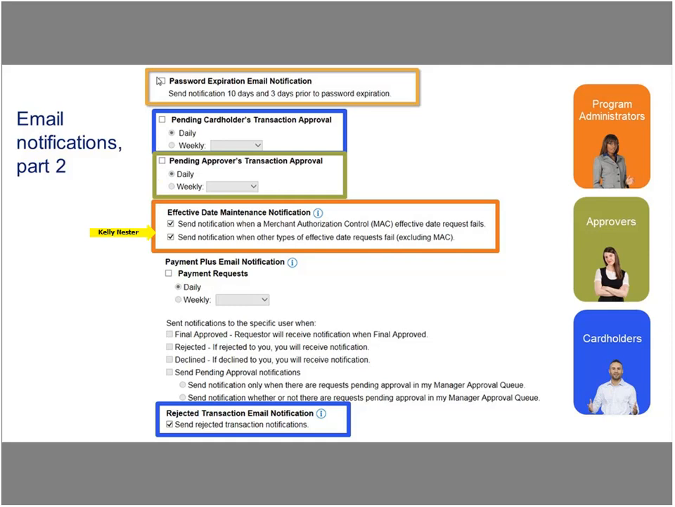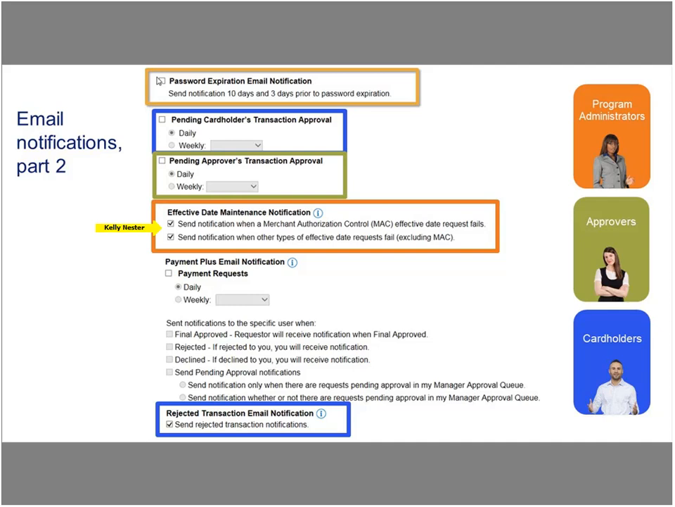The next notification is for program administrators, and this is related to effective date maintenance. So if you recall from our session on card maintenance, you do have the ability to select effective dates for card account changes, such as limits or status. And these notifications will let you know if there is any type of problem with any of those effective date maintenance actions. Those typically work very smoothly. We've worked very hard to ensure that those happen as they are set up.